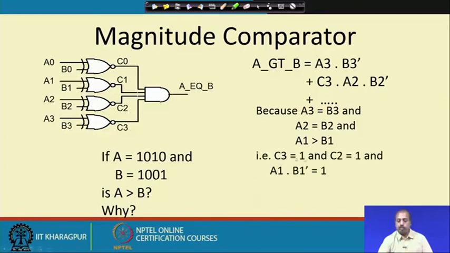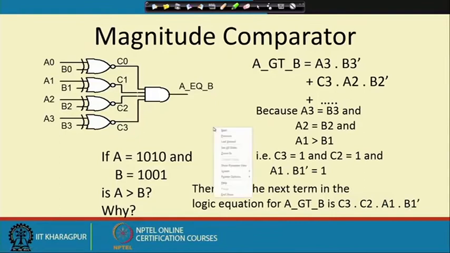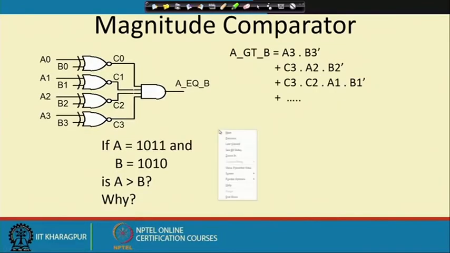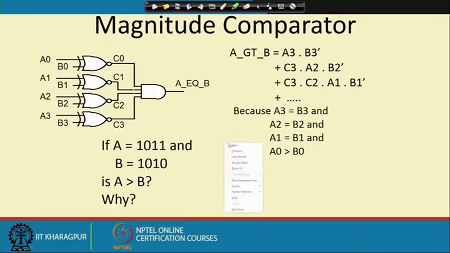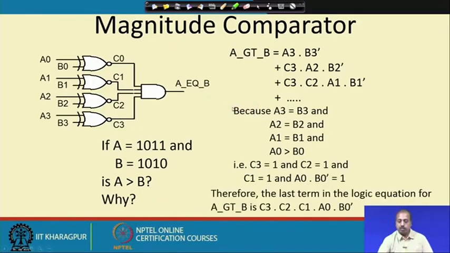So, we have got C3 equal to 1, C2 equal to 1 and A1 B1 dash equal to 1. So, you see that the A greater than B term becomes C3 and C2 and A1 and B1 bar. And naturally, I will have one more stage where only the A0 and B0 bits are differing. So, this is the situation: A0 B0 dash is equal to 1, C3 equal to 1, C2 equal to 1 and C1 equal to 1. So, I will get the last term as C3 C2 C1 A0 B0 dash.